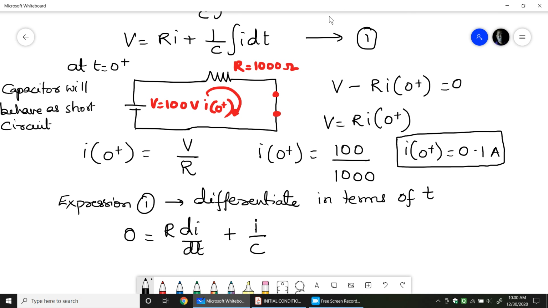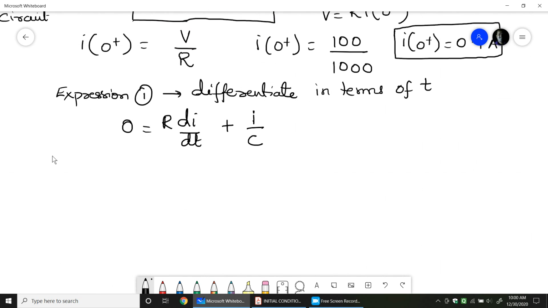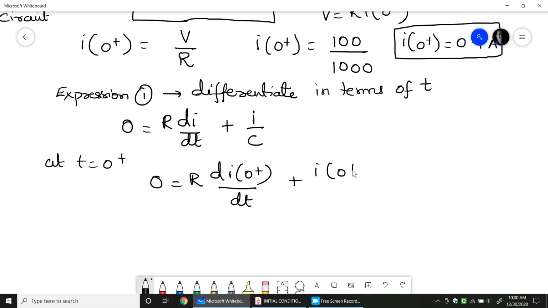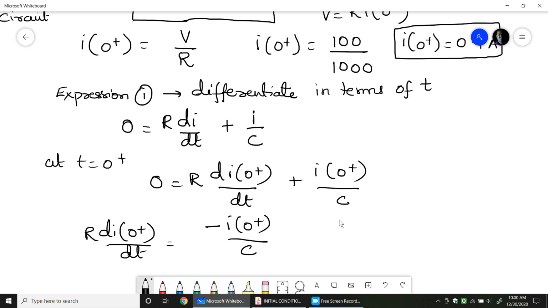Therefore at t equals 0 plus, this equation would be 0 equals R into di of 0 plus by dt plus I of 0 plus by C. Therefore R into di of 0 plus by dt equals minus I of 0 plus by C. Therefore di of 0 plus by dt is equal to minus I of 0 plus by RC.